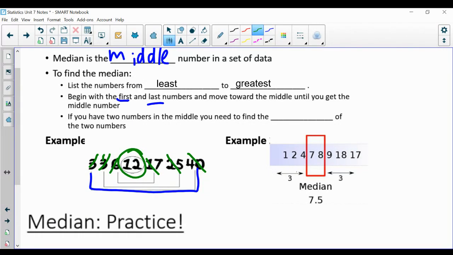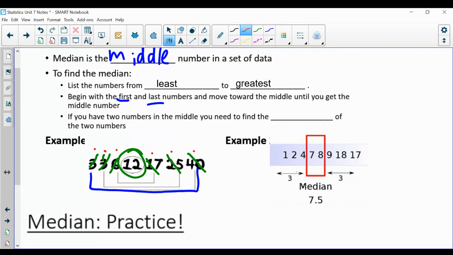Now, you always want to check and make sure that you have the same amount of numbers on either side of your middle. So just double check and make sure you have 1, 2, 3 on this side, 1, 2, 3 on that side, because if one side has more than the other, then something's gone wrong and you don't truly have your middle number. So just double check that.